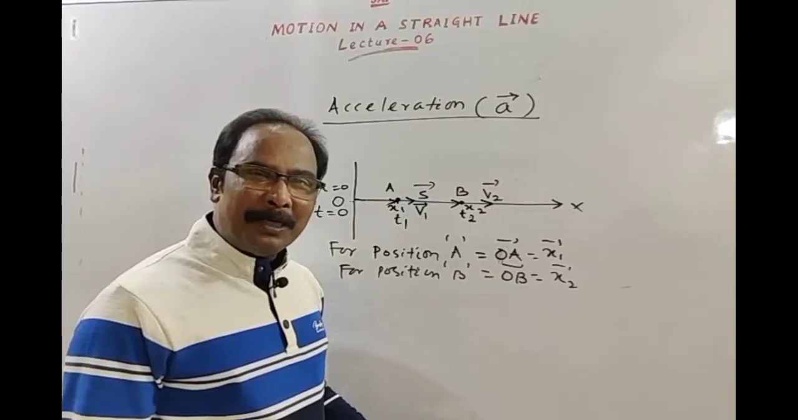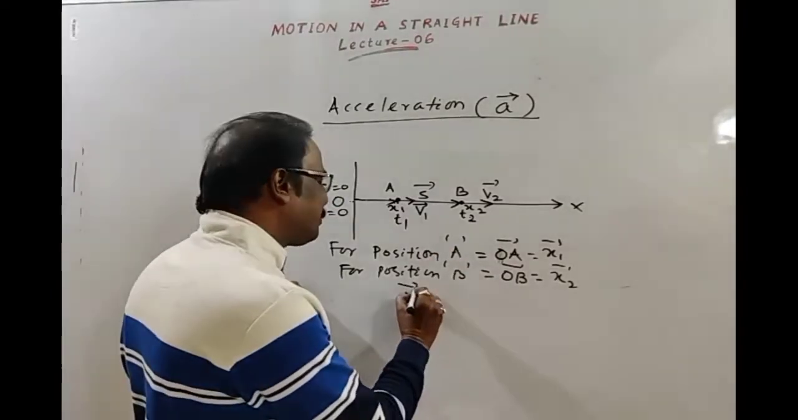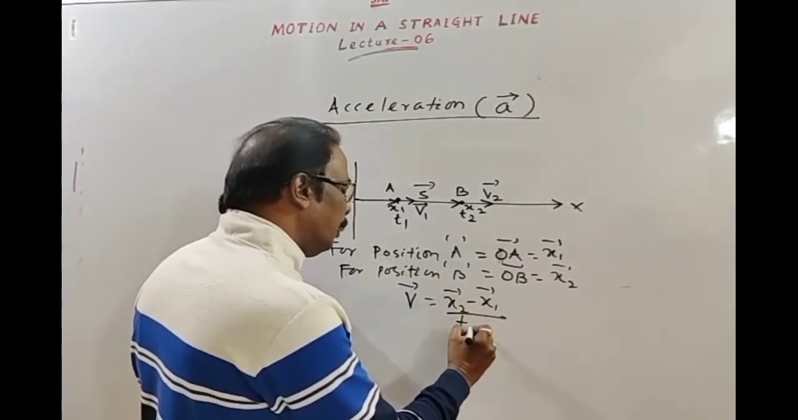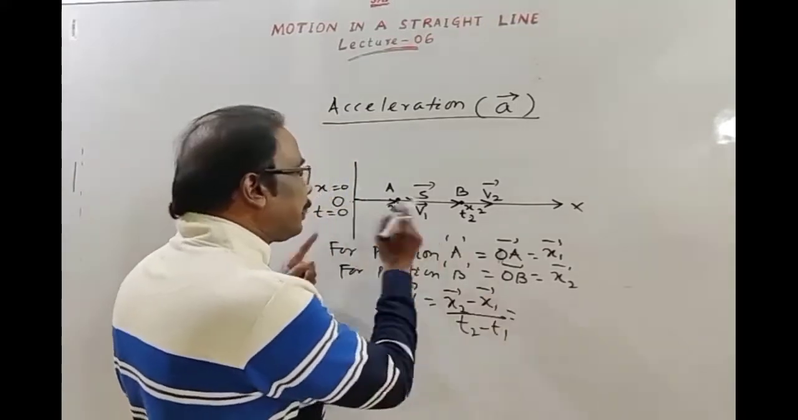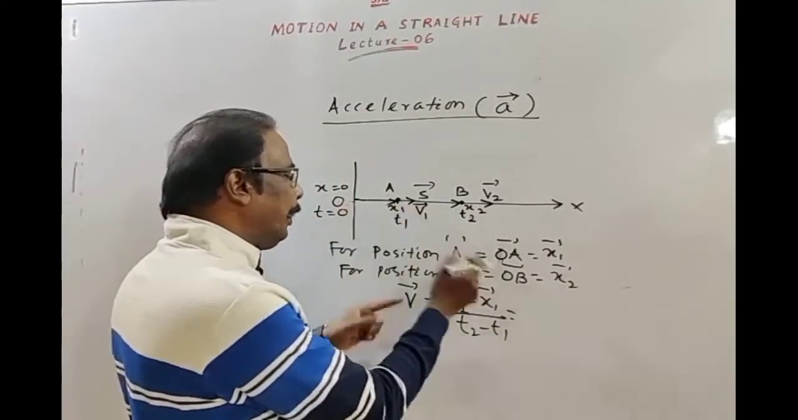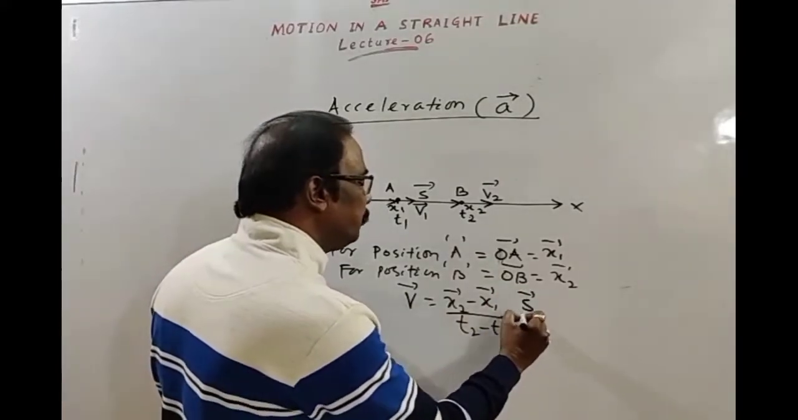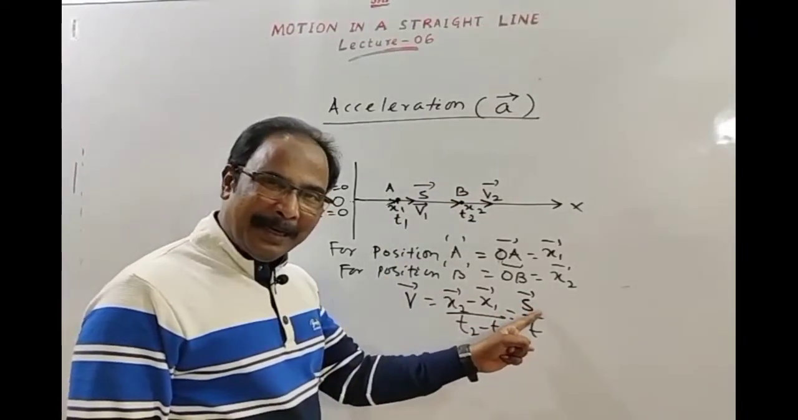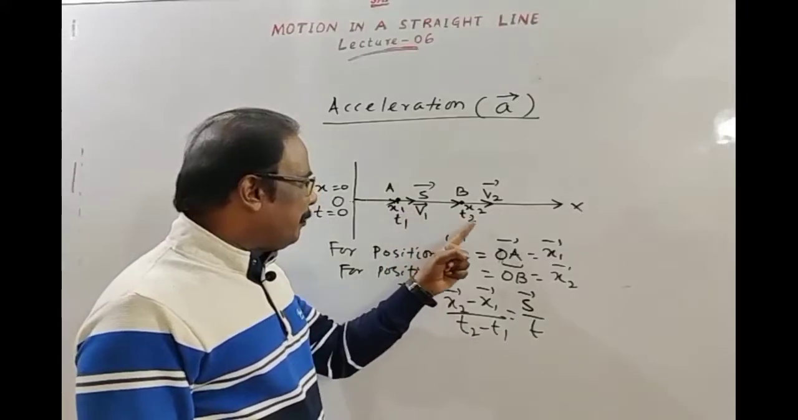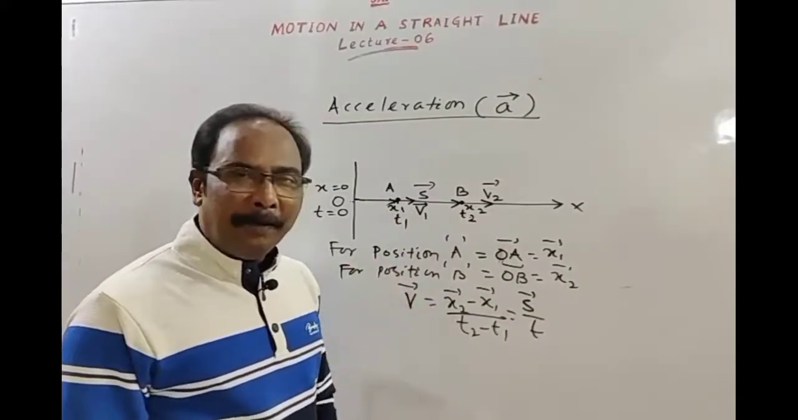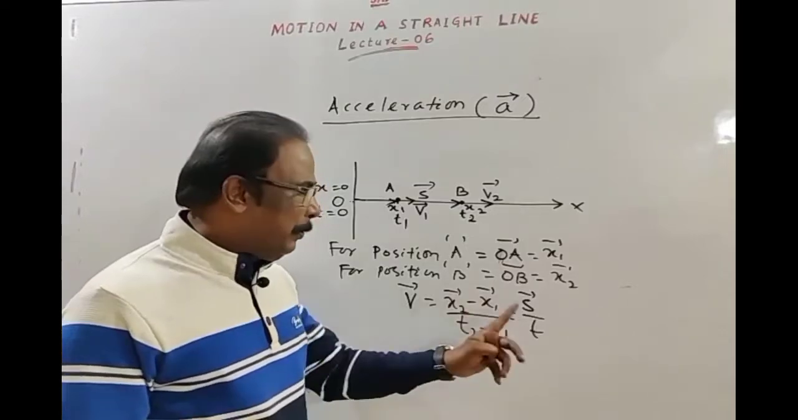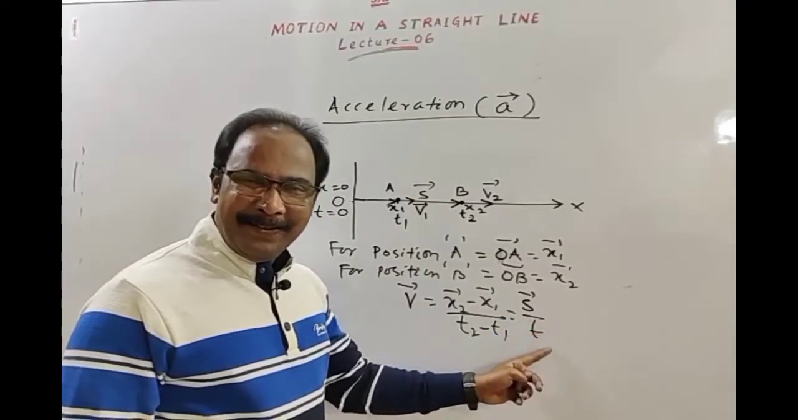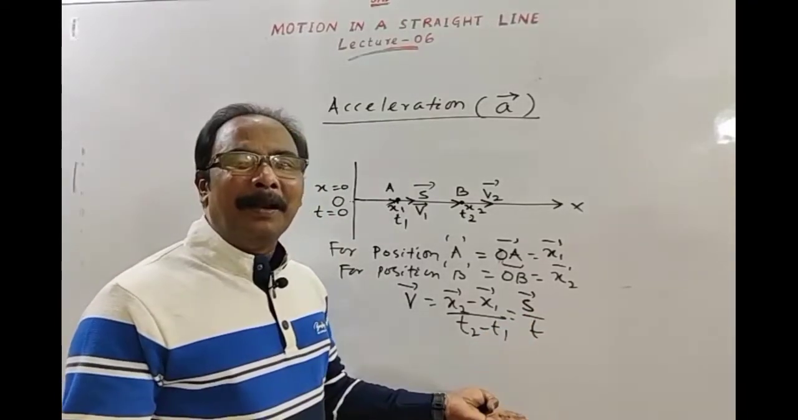Thus, velocity is the rate of change of position vector: the change in position vector, x2 minus x1, over the change in time, t2 minus t1. So x2 is OB, x1 is OA. Simply speaking, this equals the change in displacement from A to B, that is S, upon the time interval t2 minus t1, which is t. So here velocity changes due to change in displacement or change in position vector, with respect to an interval of time.